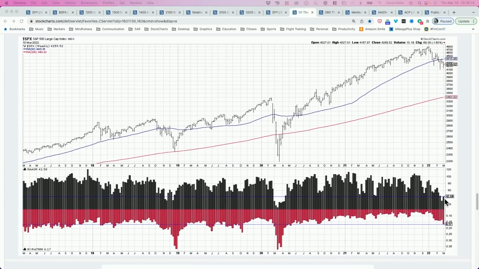The NAAIM Exposure Index, which looks at active investment managers, is up a bit. We were down below 30% last week. We're up to 43% allocation to equities. This is still very low and in line with previous bear market moves, but more corrective phases.